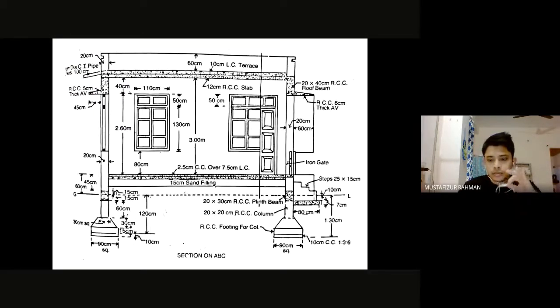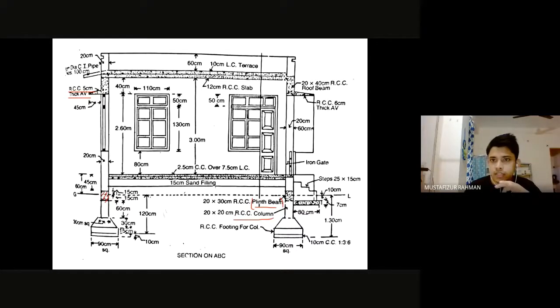Then these plan and sectional elevations are given. We will come back to this while doing the numerical. Here we have this portion. This portion, it seems like a beam, so it means it's a tie beam or plinth beam. Here it is mentioned, it is a plinth beam. Then RCC column is here, the footing portion. Here we have sunshade, RCC 5 centimeter thick average.